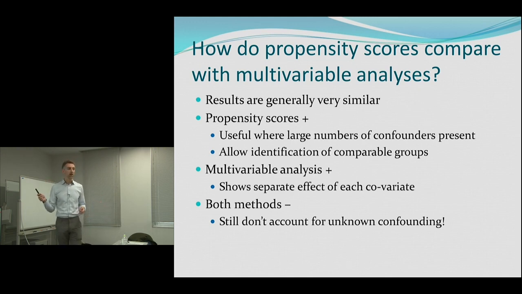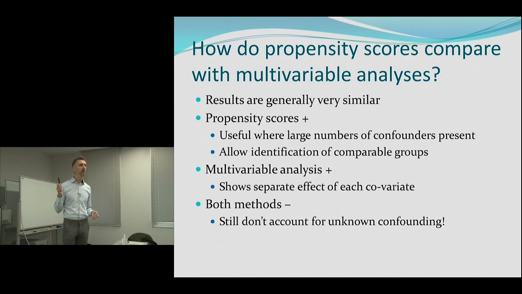Where multivariable analysis has a distinct advantage is that in our final analysis model, it will show me the association between each individual variable and the outcome. So I can see, is smoking in my model behaving in the way that I would expect it to? I won't be able to see that in a propensity score analysis.